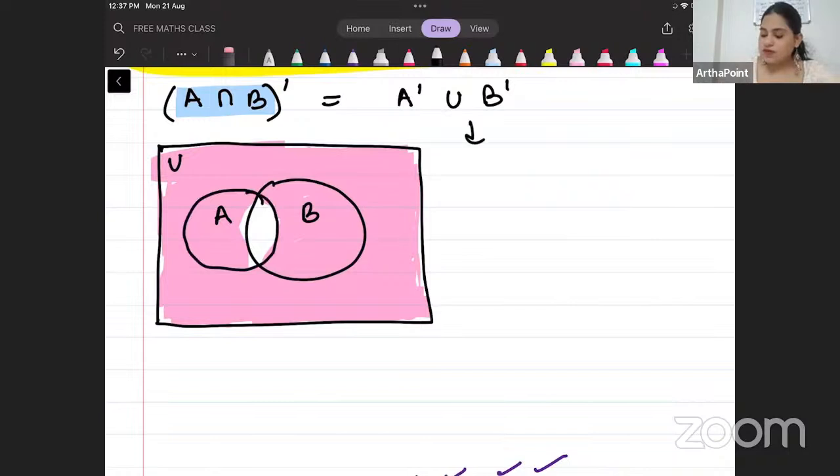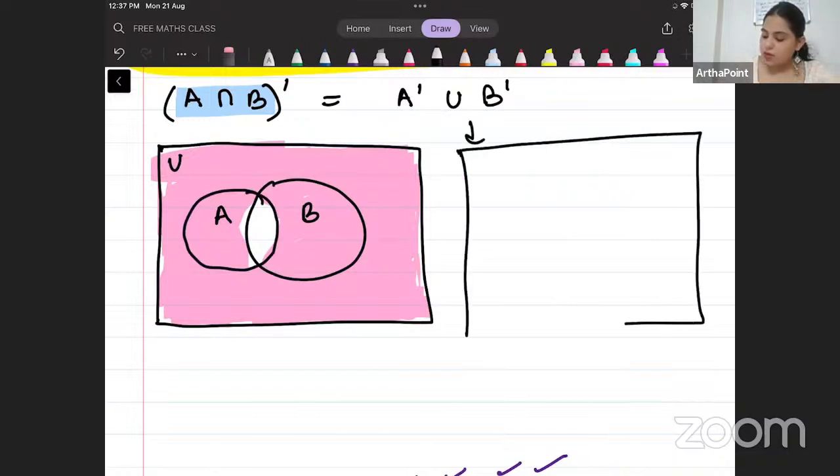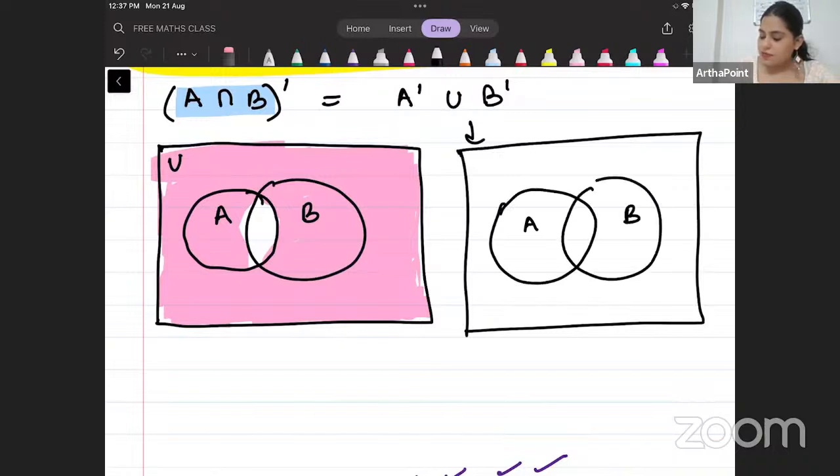Okay, now let us solve this. This is A. This is B. This is the universe. What will be A complement? Everything except A. This is A complement. What will be B complement? Everything except B. Because this is B complement. Everything except B.